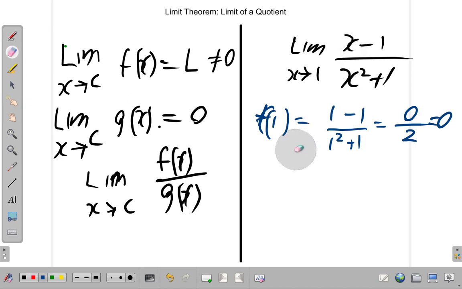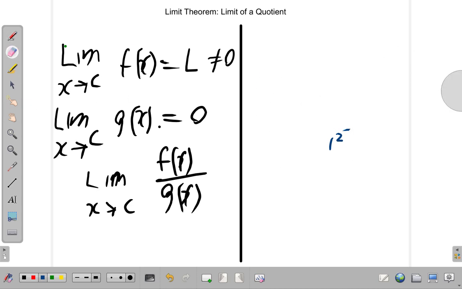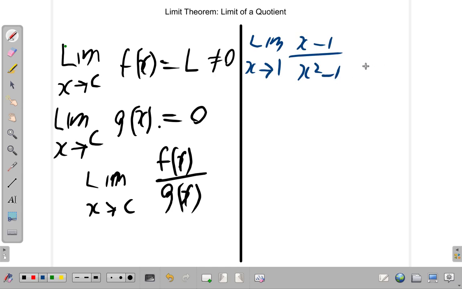Let's look at another example. Here you have the limit as x tends to 1 of x minus 1 divided by x squared minus 1. Substituting the values, 1 minus 1 divided by 1 squared minus 1 will give you 0 divided by 0, since 1 squared is 1 and 1 minus 1 is 0. It seems as if it doesn't exist.